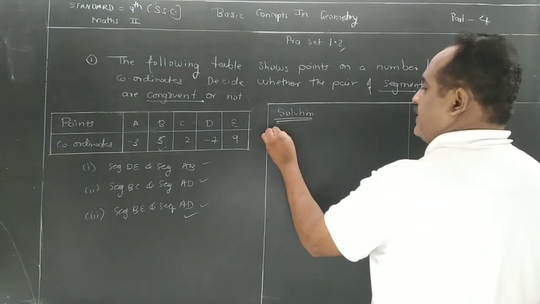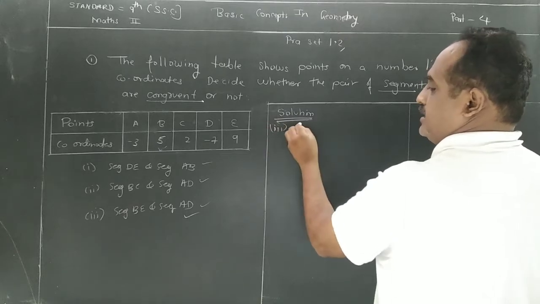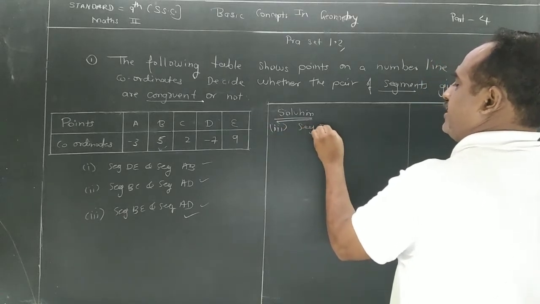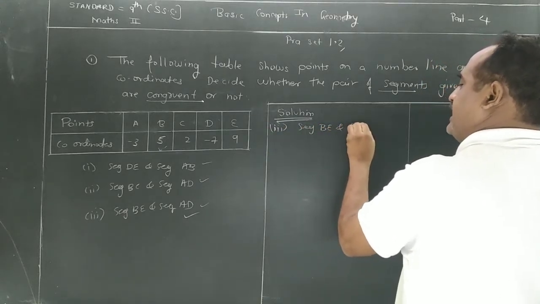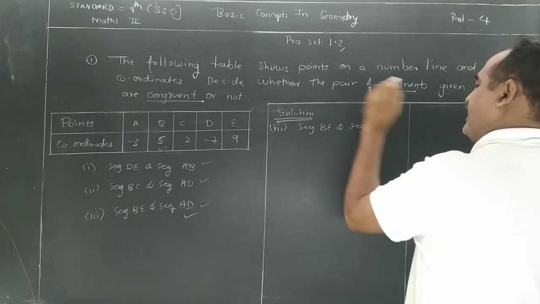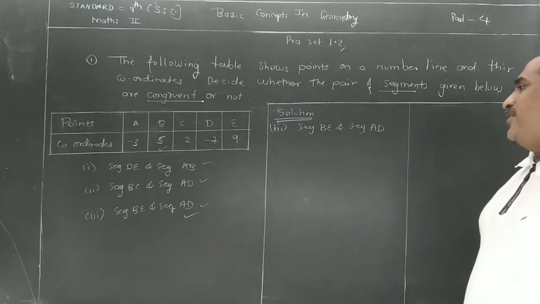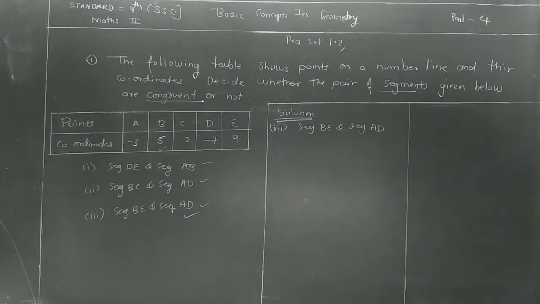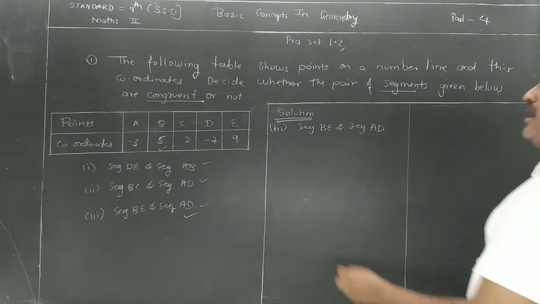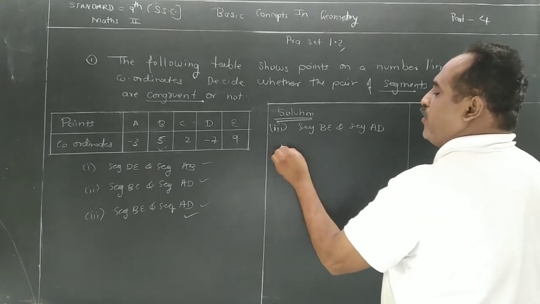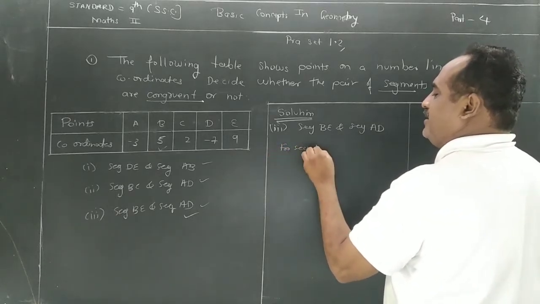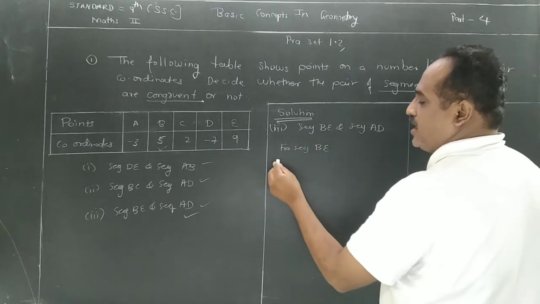Third question again. Segment BE and segment AD. Student, again you do the same thing. Pause your video, do your own answer, and then you check it. Again, how are you going to do it?